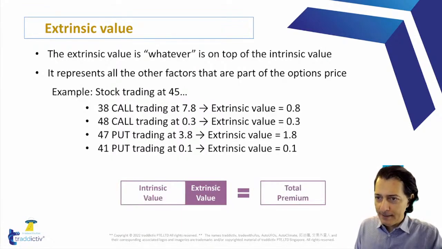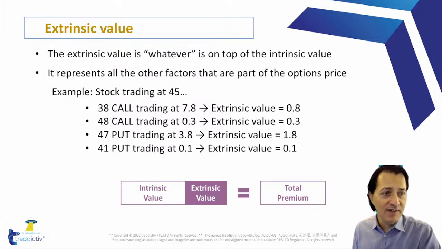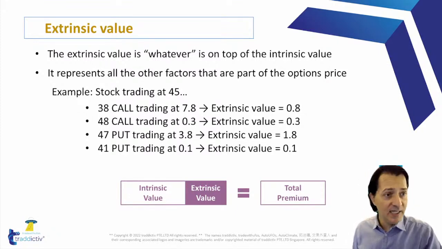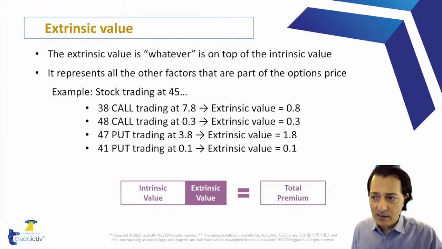Now, what is the extrinsic value? It is whatever is on top of the intrinsic value. In the example we just observed, the intrinsic value was $5.94, but the value of the options contract was $8.75, meaning that there were $2.81 of extrinsic value or time value, which is whatever is on top of the intrinsic value. It represents all the other factors that are part of the option's price.